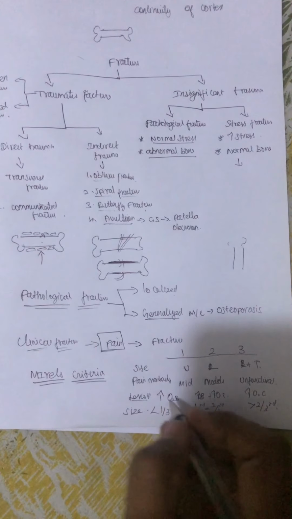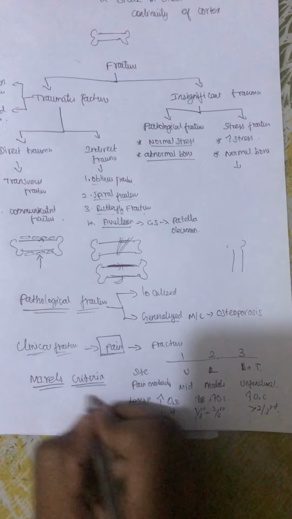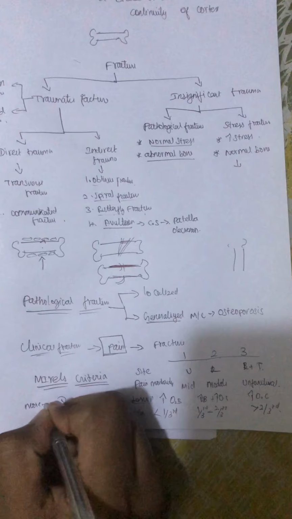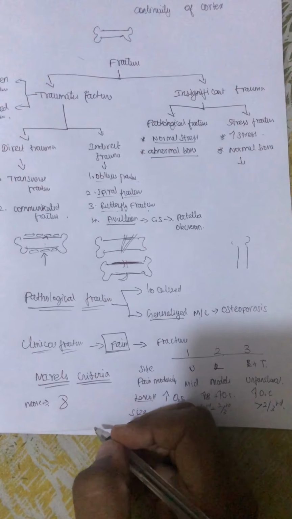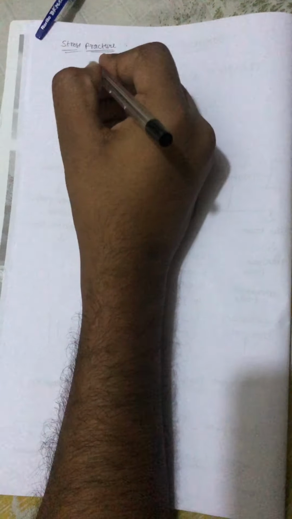So why are we saying this? After calculating everything, if the total Mirel's criteria score is more than 8, then as a doctor we should consider prophylactic action, what we can do to prevent the fracture of the bone.